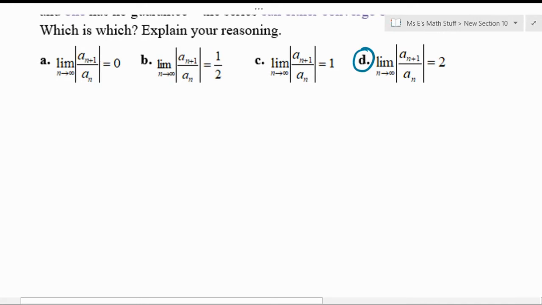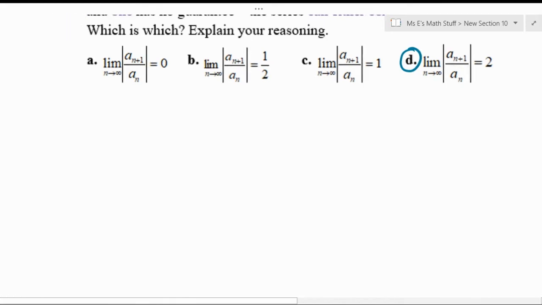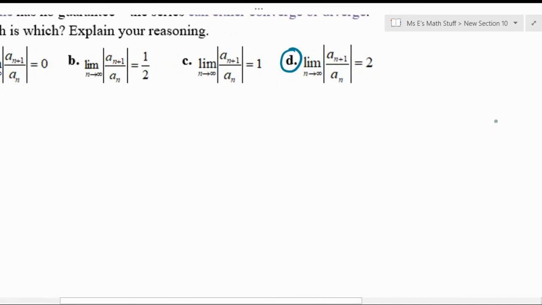If the limit as n goes to infinity of a sub n plus 1 over a sub n equals 2. So let's take a look at this. What would that mean? That would mean as n approaches infinity, remember n means the number of terms you're on. So we're talking about at the tail end of this thing, if you're to graph it, we're talking about the far right of the graph.